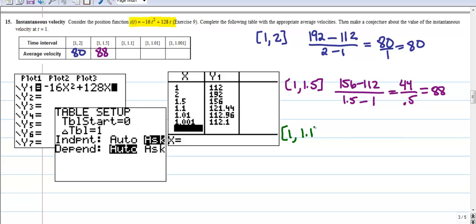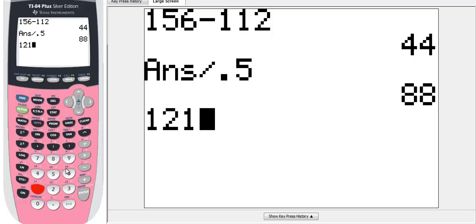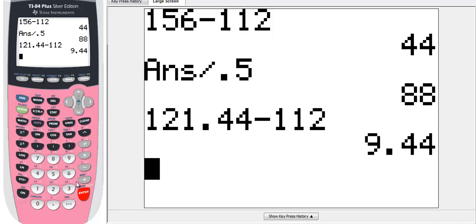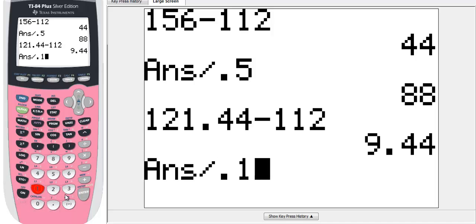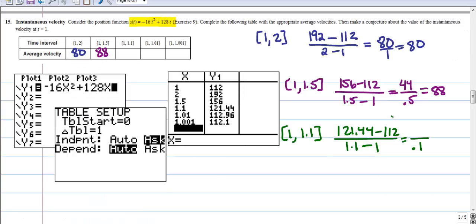So for 1 to 1.1, that would be 121.44 minus 112 over 1.1 minus 1. So I know that this is 0.1 down here. So now 121.44 minus 112. And then if I divide by 0.1, I get 94.4. So 94.4. Now, I could keep doing this.